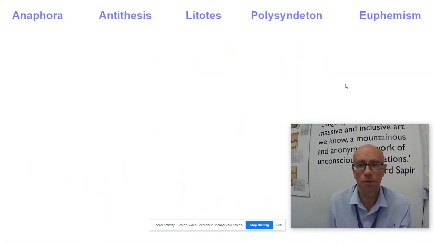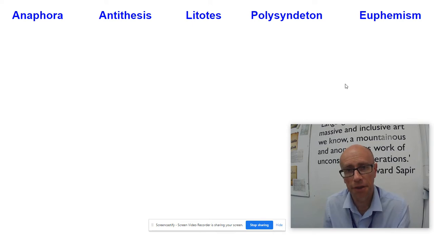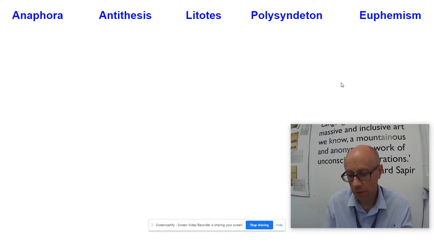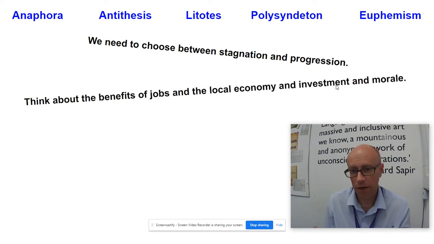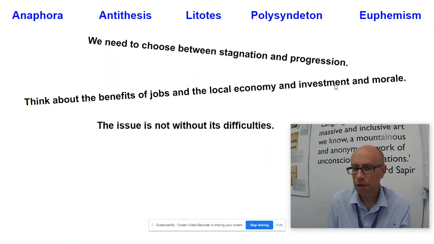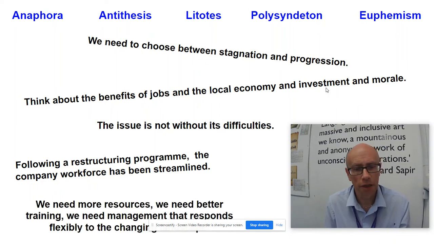Okay, so we've got some useful, quite subtle rhetorical devices there: anaphora, antithesis, litotes, polysyndeton, and euphemism. So can you link the rhetorical device there to the statement below? We need to choose between stagnation and progression. Think about the benefits of jobs and the local economy and investment and morale. The issue is not without its difficulties. Following a restructuring program, the company workforce has been streamlined. We need more resources. We need better training. We need management that responds flexibly to the changing environment. Okay, have you been able to connect them?